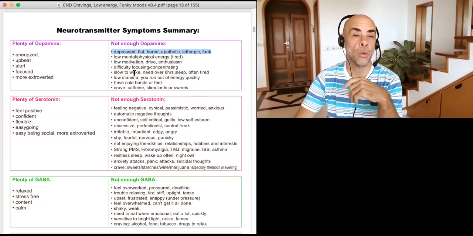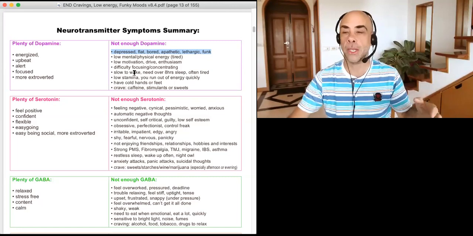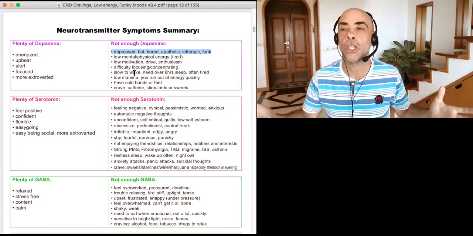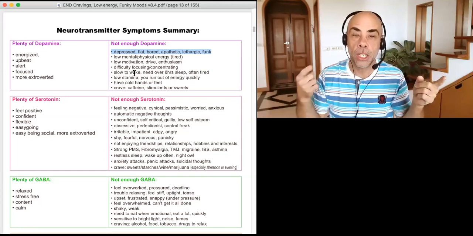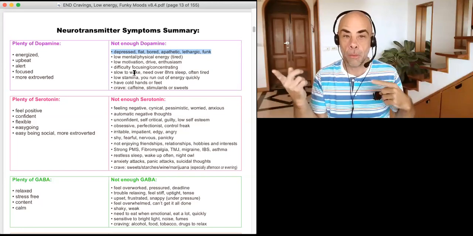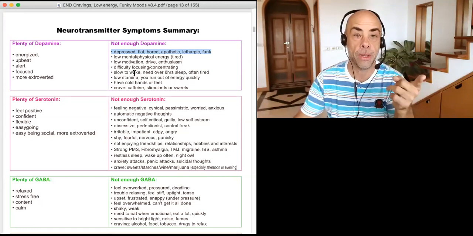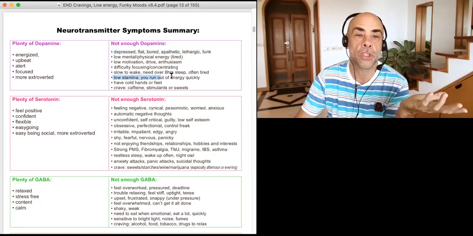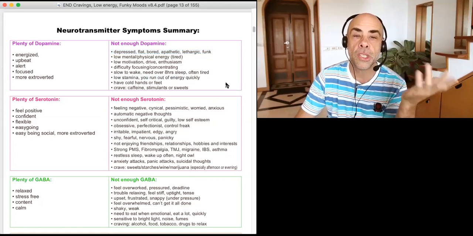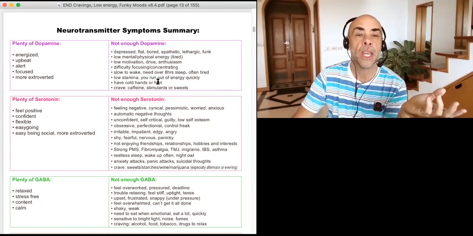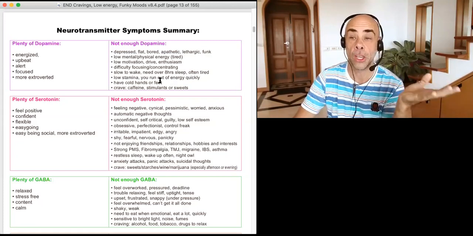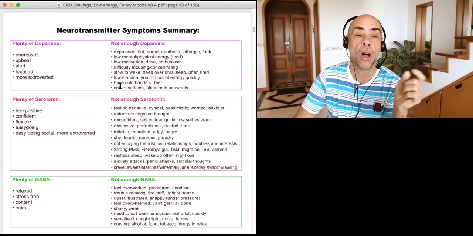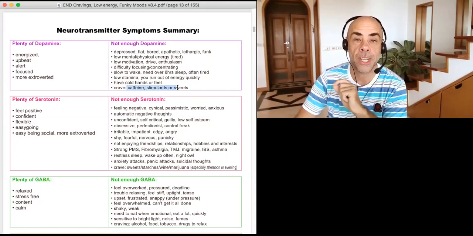I used to wake up and it would take me hours to actually get moving. Many people who need to drink coffee in order to get their morning started have an issue in this area, because you're slow to wake up. Low stamina, you run out of energy quickly. If you have cold hands or feet a lot, that's an indicator.